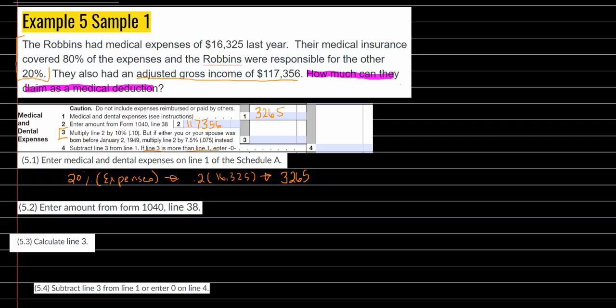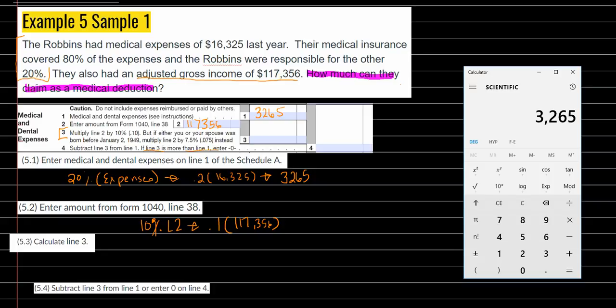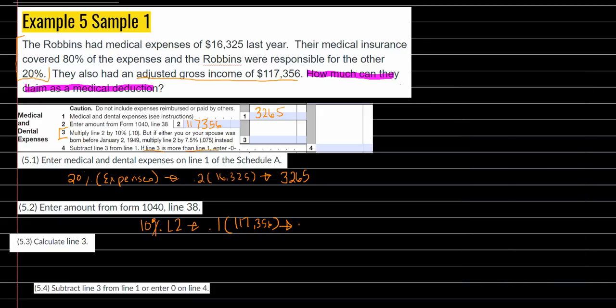Step 3, calculate line 3. Well, this is what we do for line 3. We multiply line 2 by 10%. So we're going to take 10% of line 2. Well, that's 0.1 of 117,356. We're going to multiply that. So we're going to take 0.1 times 117,356. And we get $11,735.60, which actually rounds to 11,736. And that is what we put on line 3.